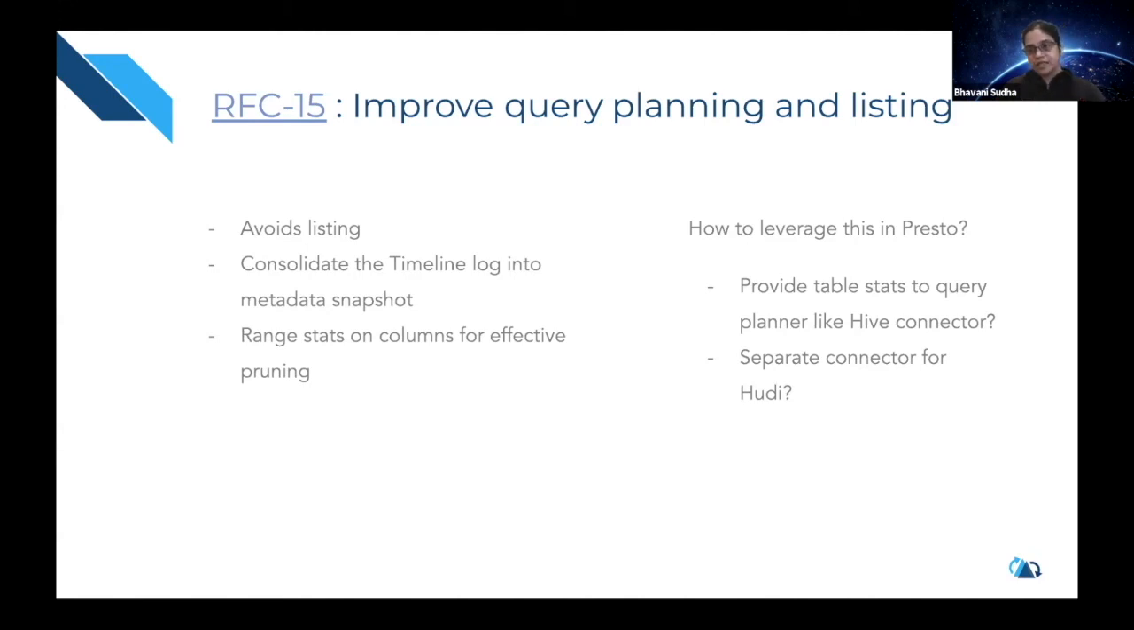So this is yet another area where we are looking to see how Presto can leverage this. I think Hive exposes this via table stats. Maybe something like that would help. Probably building a new Presto Hoodie connector would help. We're still exploring these ideas in Presto.